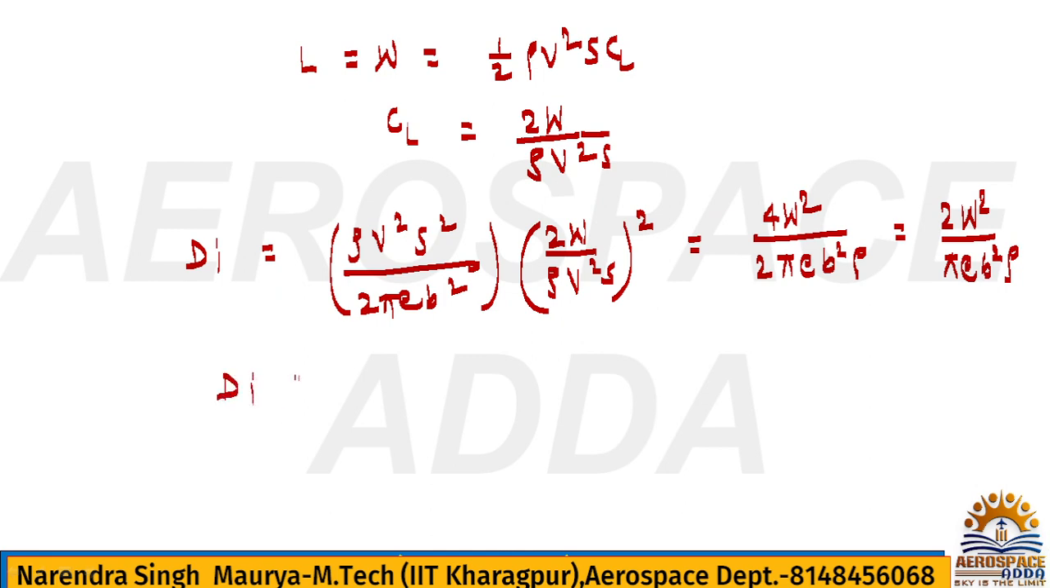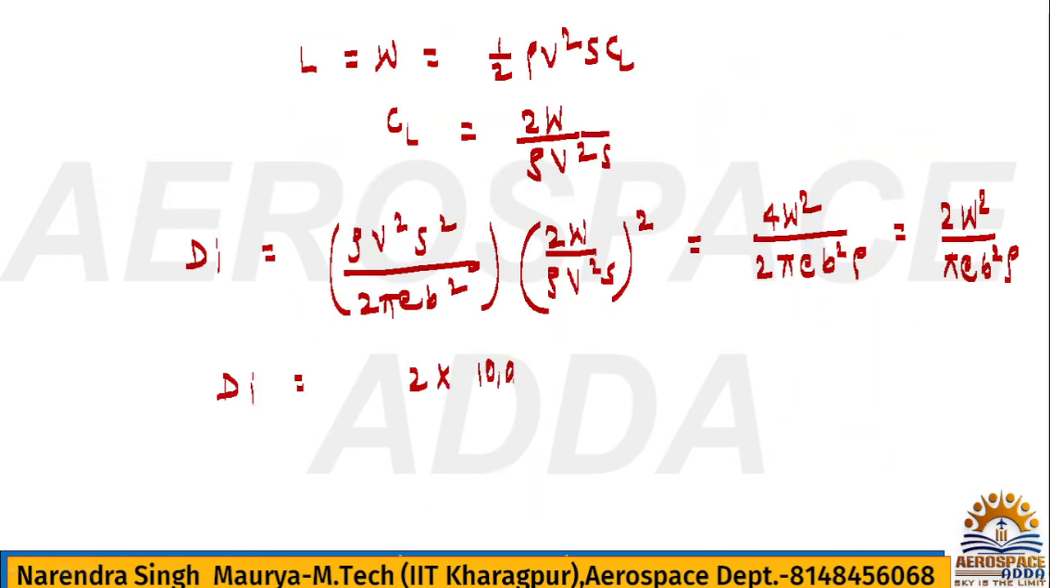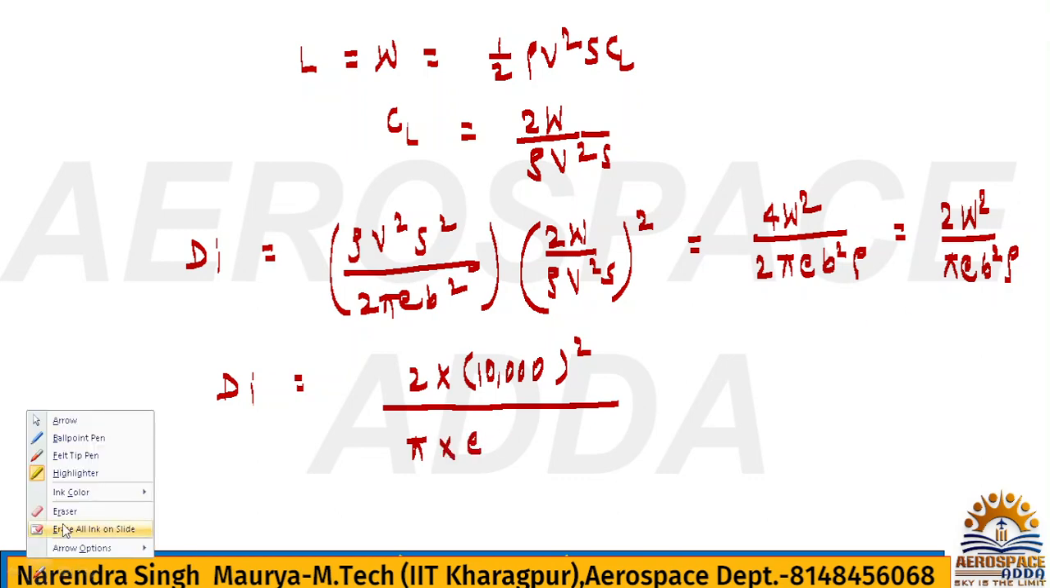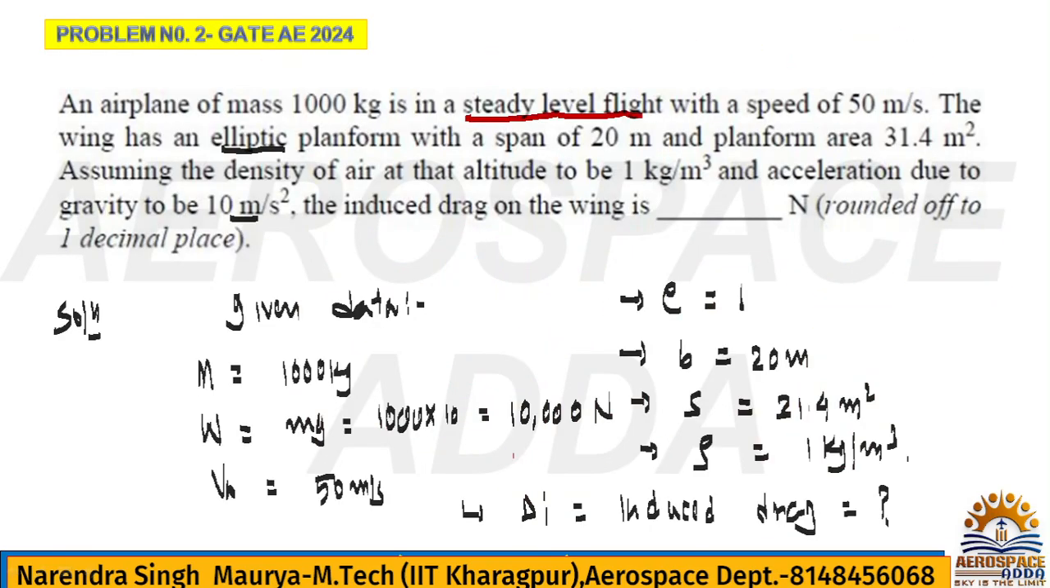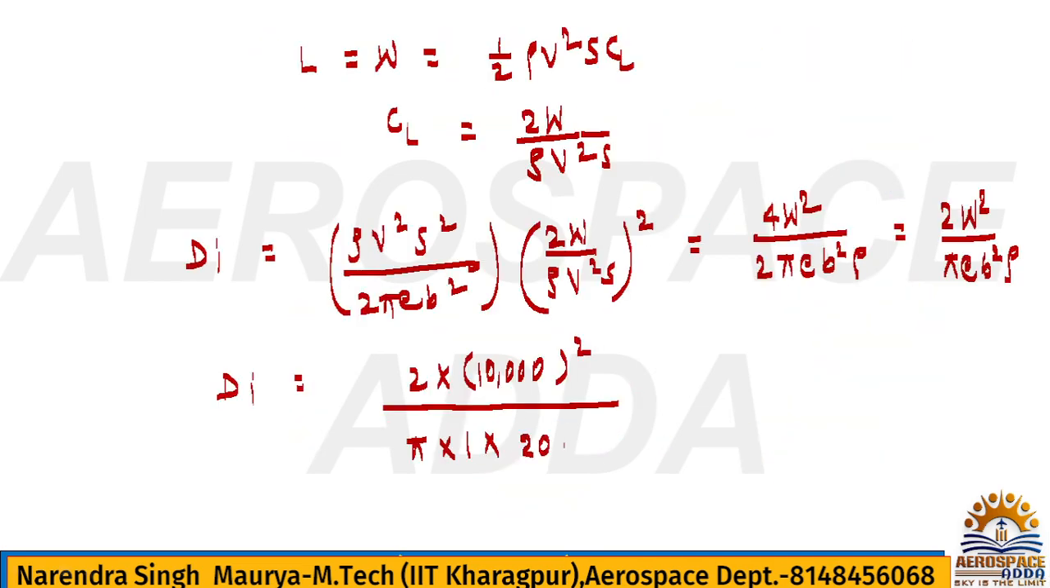So now keep all the data, because now this becomes shorter. Now 2W square, what is the weight? Weight you have 10,000, right? So weight is 10,000 and it is squared, divided by pi. What is the Oswald efficiency for the elliptical wing? It is 1. Don't write this again, you just make it 1. What is the span they have given? Span is 20 meter and S is 31.4. So it's 20, and S is cancelled out, yeah, S is cancelled out.